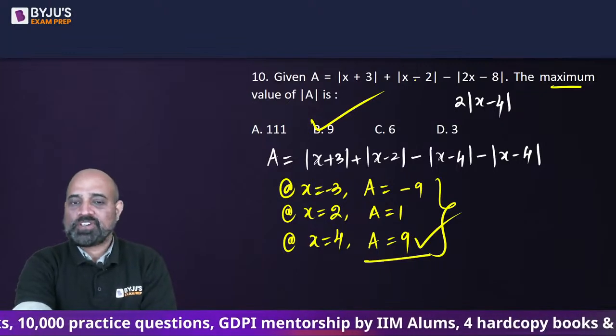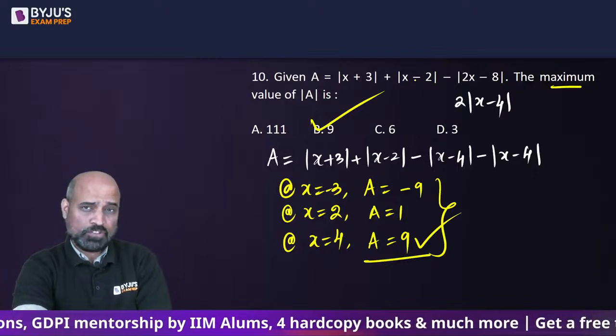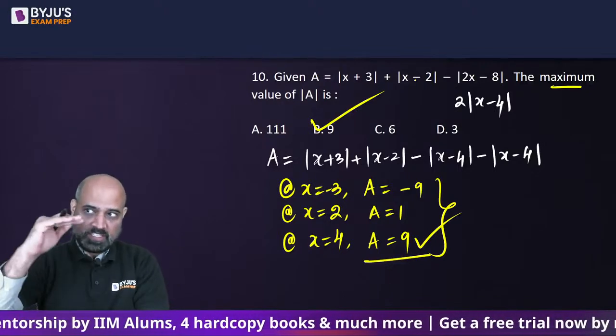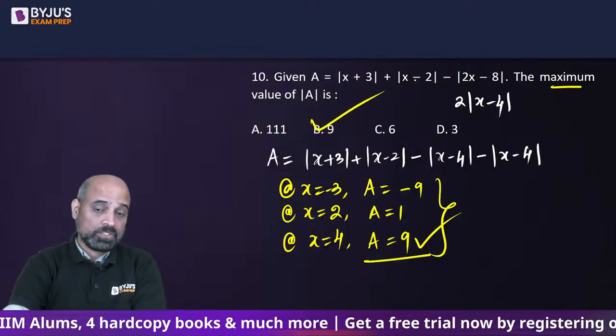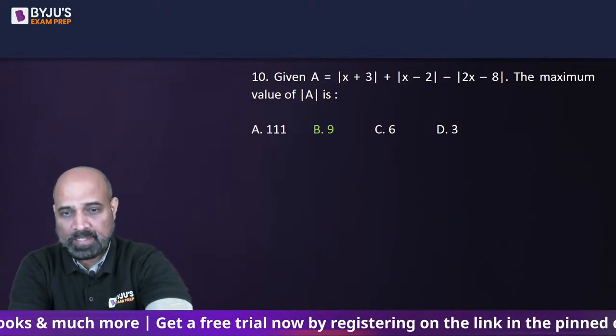So thankfully we did not have to draw this because there was not an option which said infinity. Had one of the options been infinity, we had to check is it 9 or is it increasing. In that case we might have had to draw. So 9 is the answer here.